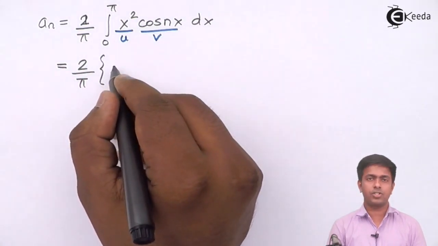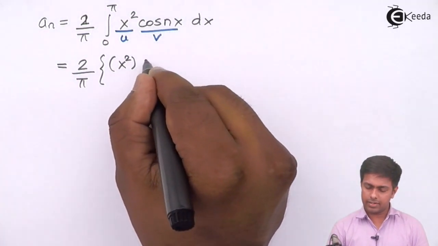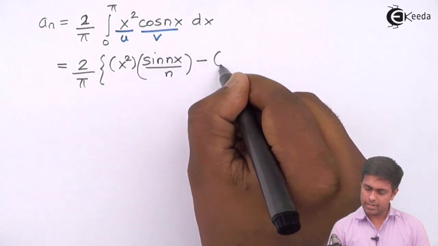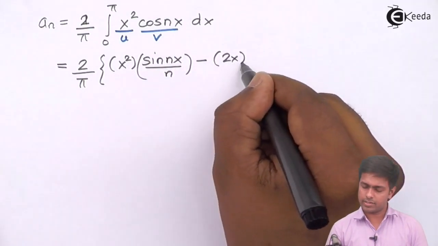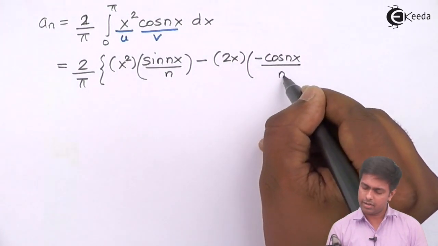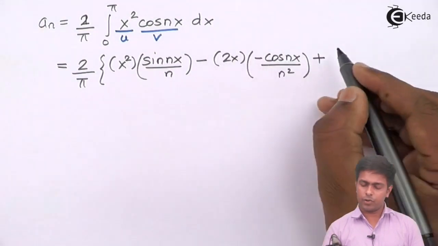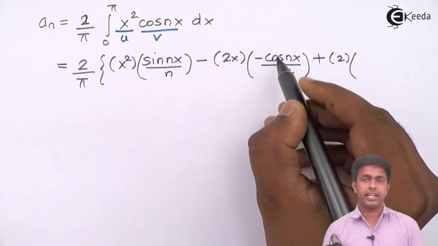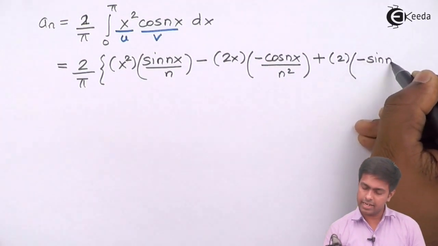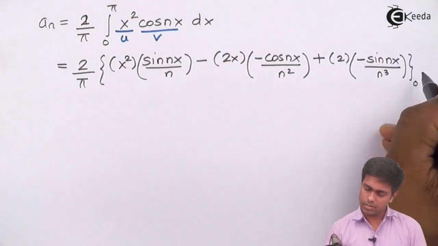Here in the bracket we'll get first u, that is x square, then integration of v, that is sine of nx upon n, minus u dash, that is derivative of x square, 2x, integration of v1, that is v2, so minus cos nx upon n square, because already we have one more n, plus derivative of 2x, that is 2, integration of negative cos nx upon n square, so negative sign as it is, sine nx upon n, and this n square will become n cube, from 0 to pi.